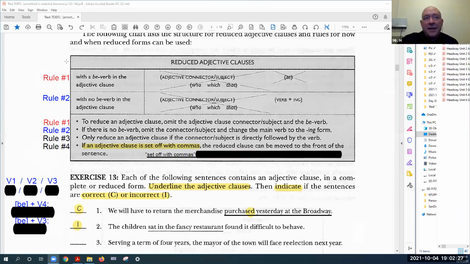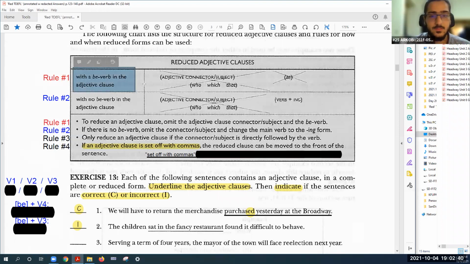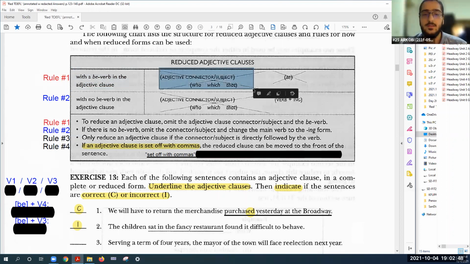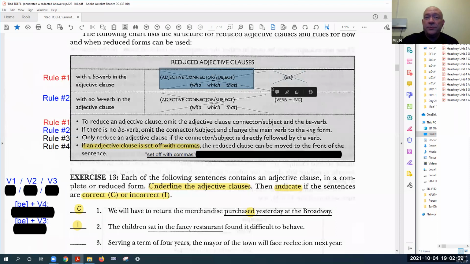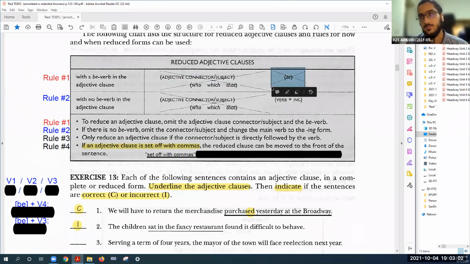The table. We've got 4 rules. Rule number 1. Arkobi, what is rule number 1? Rule number 1, with a be verb in the adjective clause. Yes. What do we do? We have 2 steps. Step 1, delete the connector and the subject. It's not just a connector, it's a connector subject. So remove the connector subject. And step 2, delete the be verb. Remove the be verb. Good.